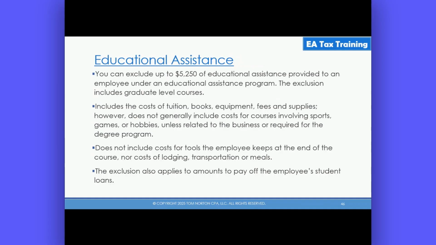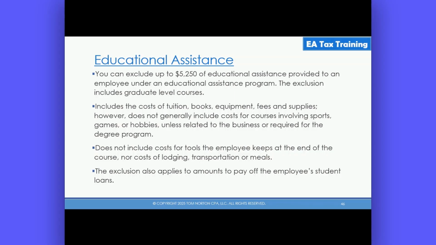Educational assistance, you can exclude up to $5,250 of educational assistance provided to an employee under an educational assistance program. The exclusion includes graduate level courses, and it includes the cost of tuition, books, equipment, fees, and supplies. However, it does not generally include the cost for any courses involving sports, games, or hobbies, unless it's related to the business or required as part of the degree program. Does not include costs for tools that the employee keeps at the end of the course, nor the costs of lodging, transportation, or meals. And the exclusion also applies to amounts to pay off the employee's student loan.